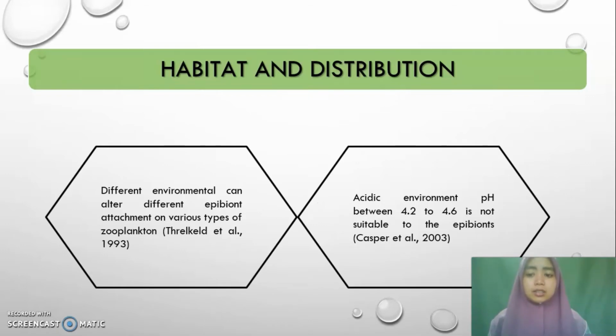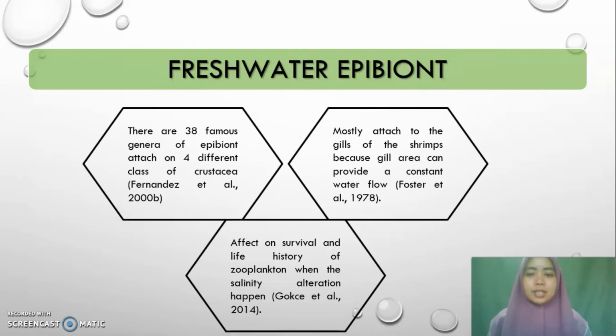Different environments can alter epibiont attachment on various types of zooplankton, Trakel et al. 1993. An acidic environment, pH between 4.2 to 4.6, is not suitable for the epibiont, Casper et al. 2003. Freshwater epibiont: there are 38 famous genera of epibiont attached on 4 different classes of crustacea, Fernandez et al. 2000. They are mostly attached to the gills of the shrimp because the gill area can provide a constant water flow, Foster et al. 1978. Effect on survival and life history of zooplankton when salinity alteration happens.